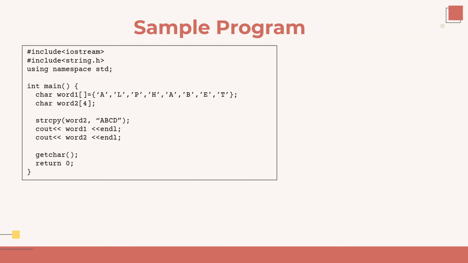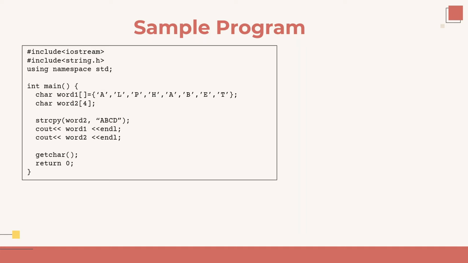Then I will show you the sample program. In this program, there are two arrays. First is word1, which contains the characters A, L, P, H, A, B, E, and T. And the second array is word2. This is an empty array with a length of 4 elements.